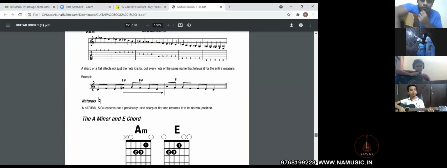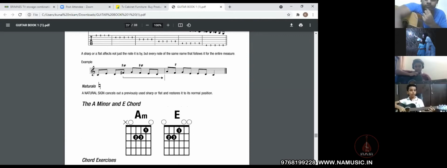Okay. So let's go to the naturals now. Let's do the natural ones. Can you see my cursor over here? I'm moving it. Yes. So let's read that point. A sharp or a flat affects not just the note it is on but every note of the same name that follows it for the entire measure. For example, whenever you see one sharp, it applies for that particular note.